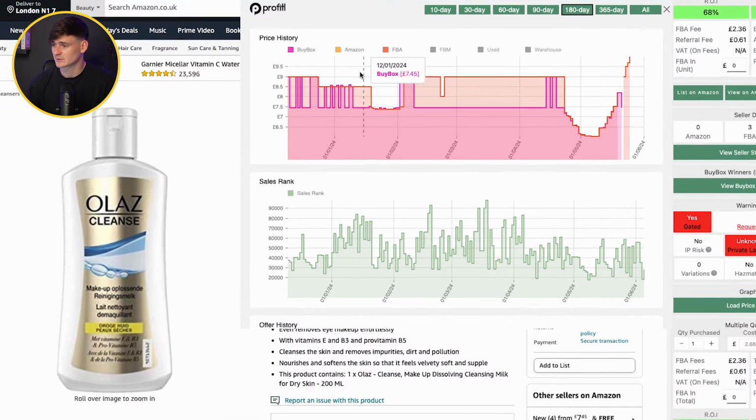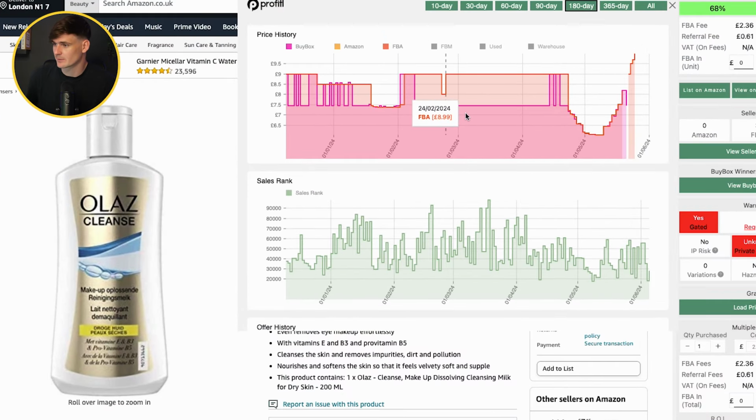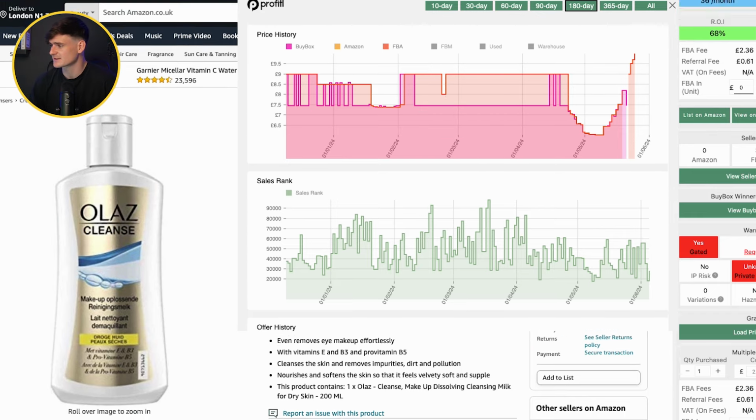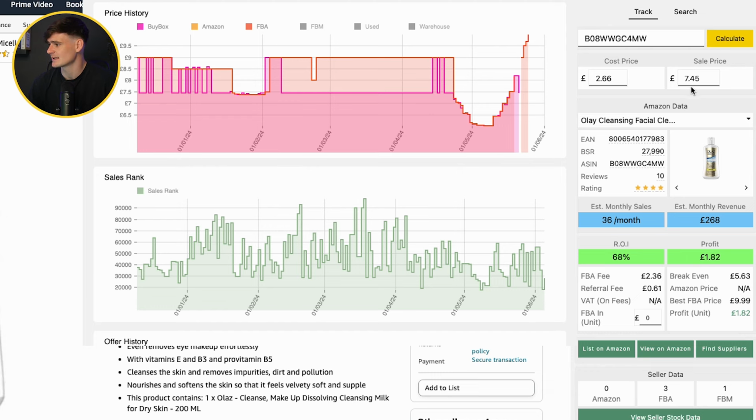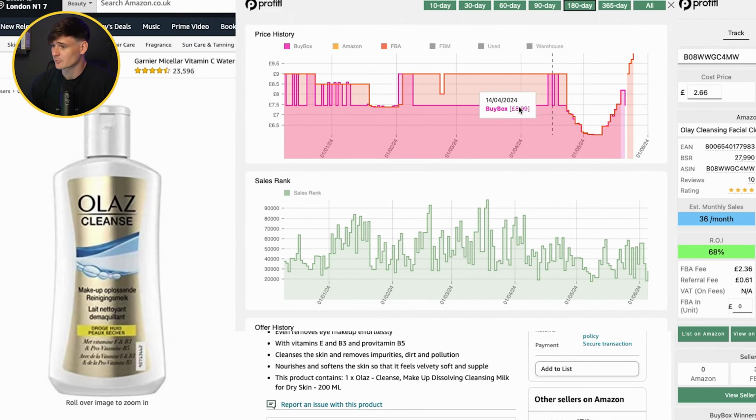Amazon, you can compete against, but it is very difficult. And that's why you want to be checking these graphs just to see if Amazon have been competing and if they've ever been on a buy box and if they actually share the buy box. But the main thing we're looking for on the price graph, just have a look to see how stable the price is. So currently we can see this is selling on Amazon for £7.45. And to be honest, it looks generally like a pretty stable price.